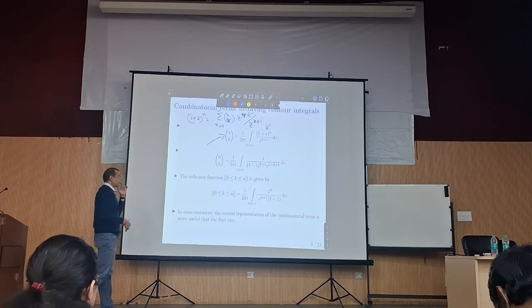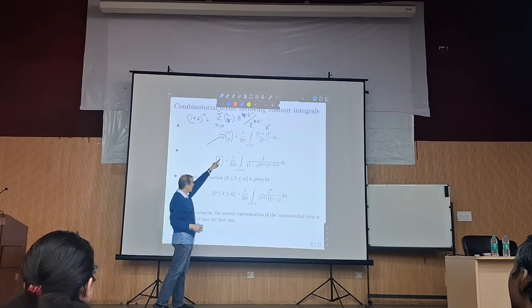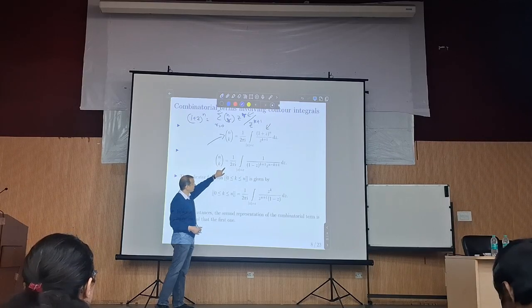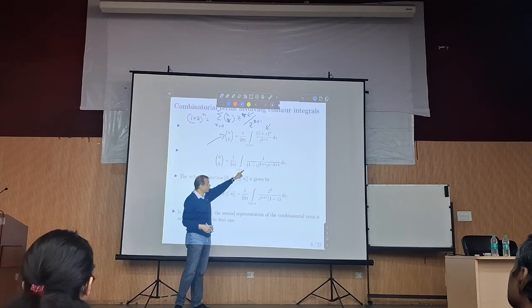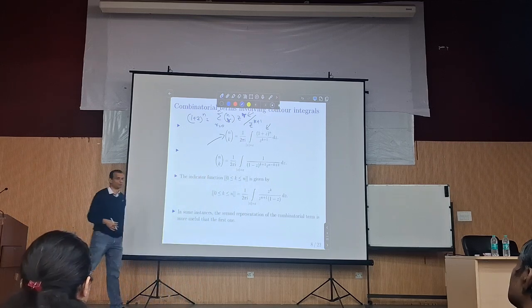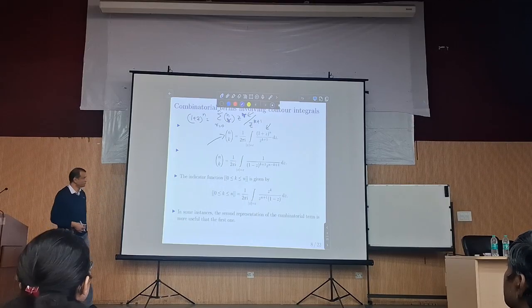Okay. Now in some instances the following is going to be useful. Instead of that representation, I can look at this representation: n choose k is equal to 1 over 2 pi i, the integral of 1 over 1 minus z to the k plus 1, z to the n minus k plus 1 dz. I will come to this in just a second. Actually, I will tell you why this is.